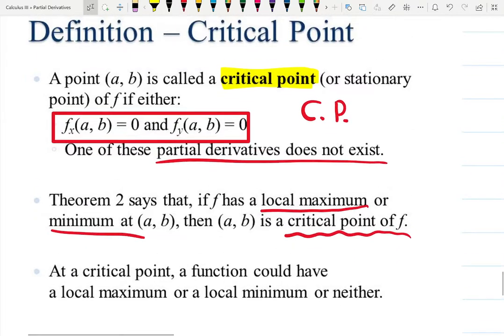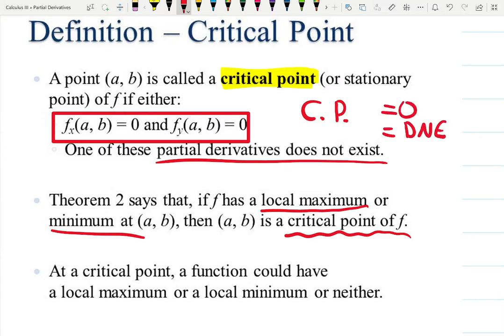At the critical point, a function could have a local maximum or minimum or neither. It's a candidate. So you only check them and then you say this one did not do anything, this one is max, max, max, min. So just like before, find derivatives equal to 0 or DNE.